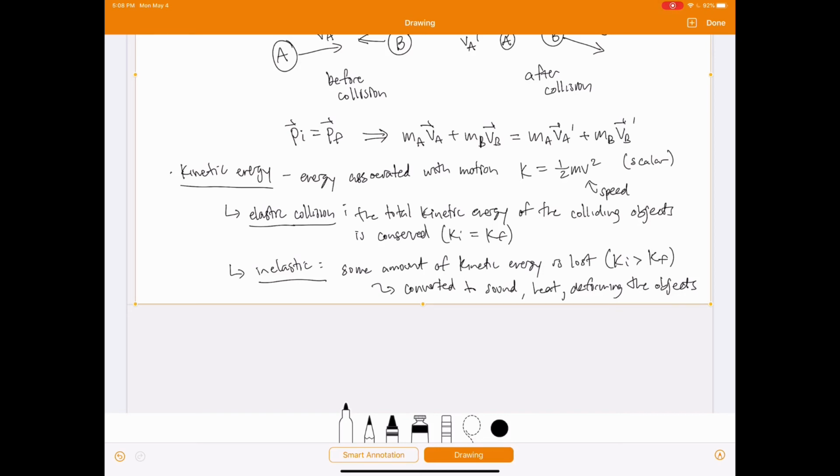Okay, so some sound might be produced. You can hear the collision. Heat, meaning the temperature of the colliding objects, can be raised, and the objects will be deformed in some way. Maybe they'll break or fracture or compress in some way. This is all just different places the energy could be going in an inelastic collision.